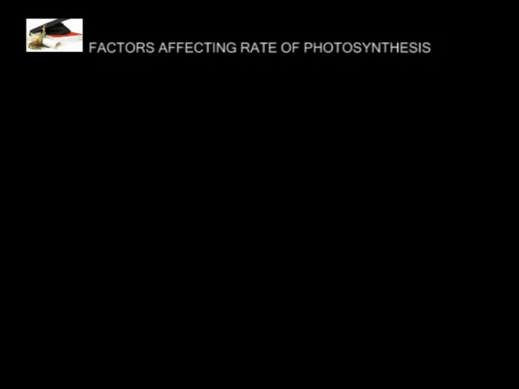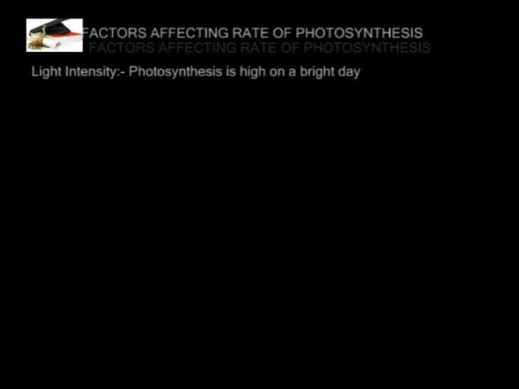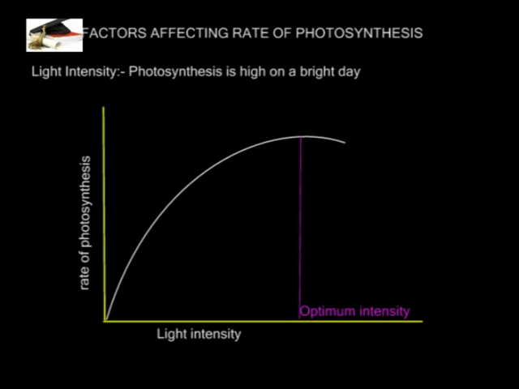The main factors which affect the rate of photosynthesis are light intensity, carbon dioxide concentration, temperature, and water. Light intensity. Now, the intensity of light varies from day to day and from place to place. On a bright sunny day, plants photosynthesize faster than on a dull cloudy day. The rate of photosynthesis increases linearly as the light intensity increases up to a certain level, when it slows down and finally levels off.